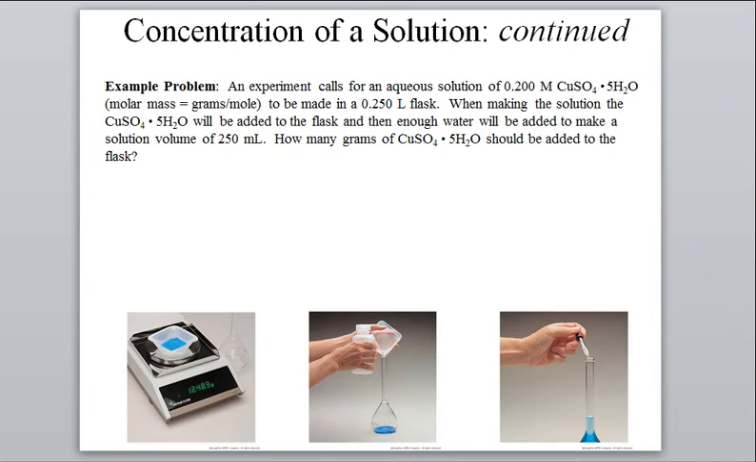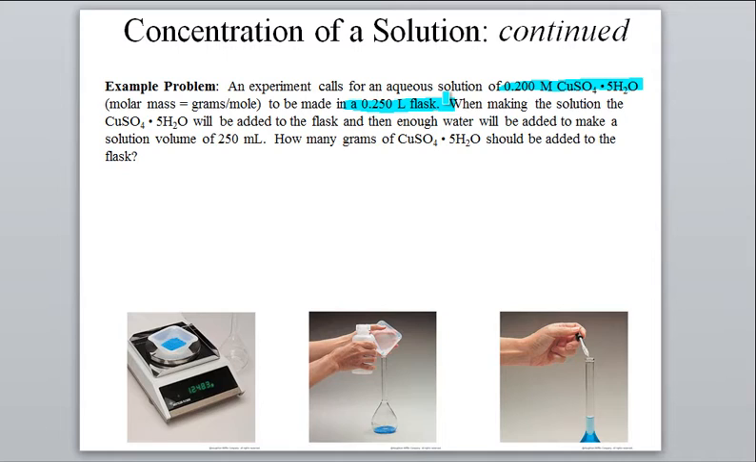In this next example problem, you're going to use concentration again, but it's a little bit different type. In this example problem, you want to make a solution to a certain concentration. You want it to be 0.2 molarity. You're going to make it in a container, and the total volume of the solution is 250 milliliters. You're going to make it in something called a volumetric flask. And this is actually something you're going to do in the laboratory.